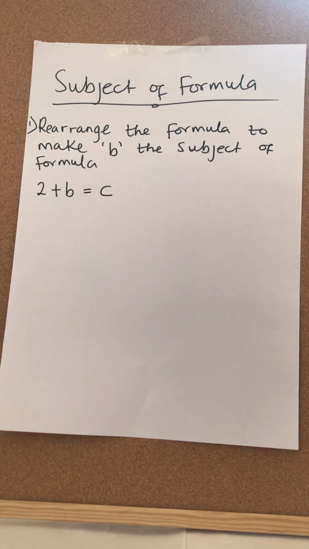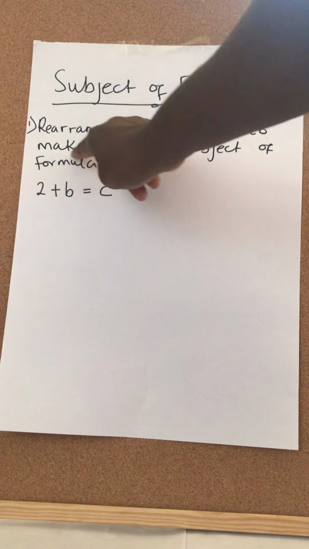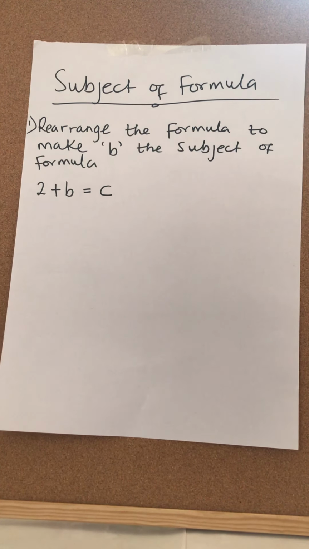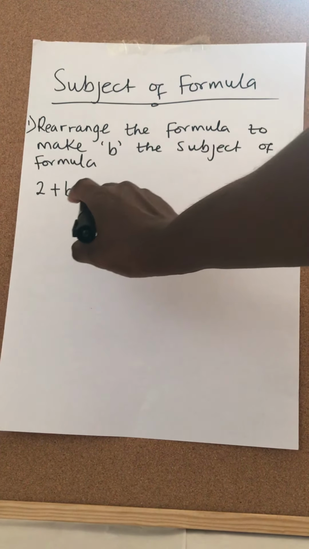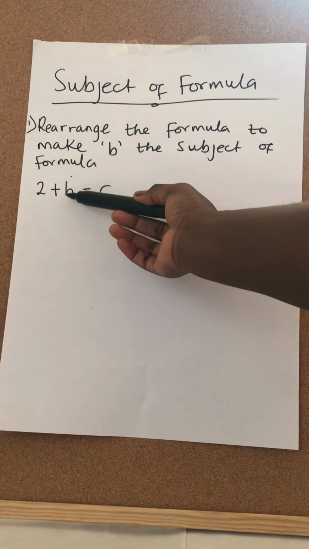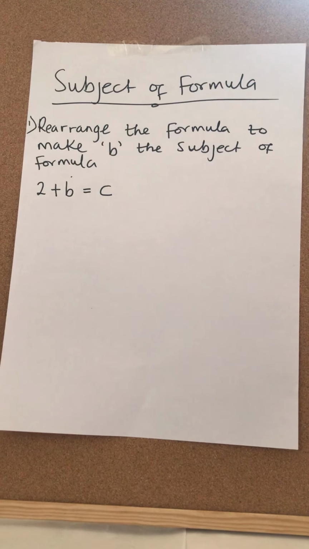So when you're asked to make something the subject of formula, or you're asked to rearrange the formula, you need to ensure that every other term that is attaching itself to that particular subject, you get rid of them. So let's go. 2 plus b is equal to c. We want to make b the subject of formula. We need to get rid of the 2 so that b is standing alone by itself.